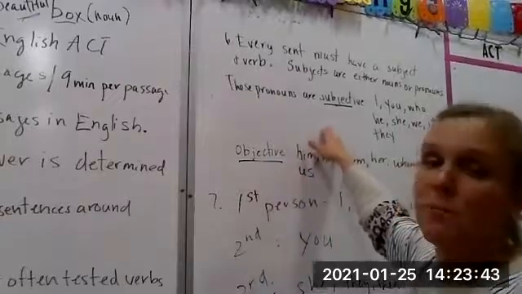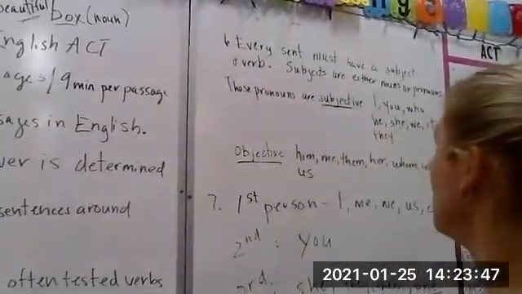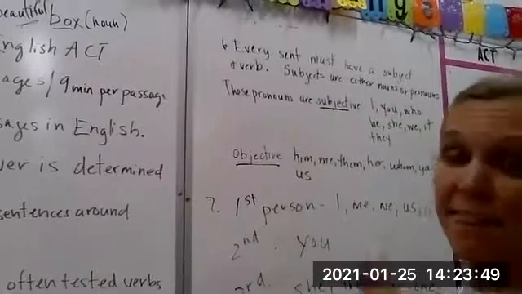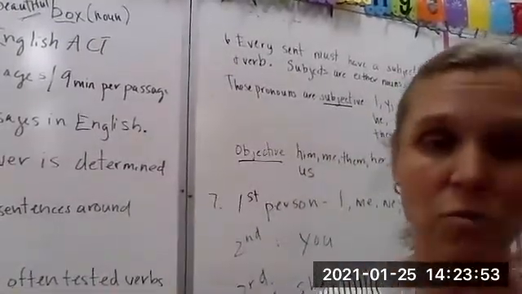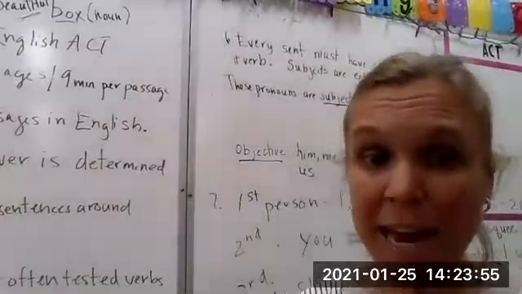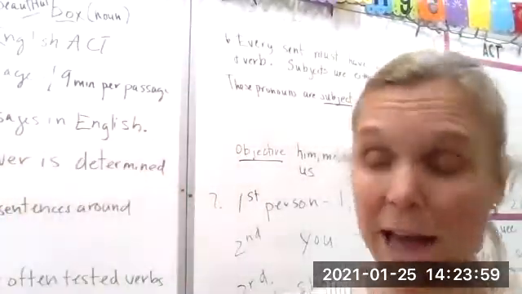These are the subjective pronouns, the pronouns that you can use as a subject: I, you, who, he, she, we, it, they. So you would say, I went to the store. She went to the store. They went to the store. You can't say, him went to the store. Us went to the store, right?